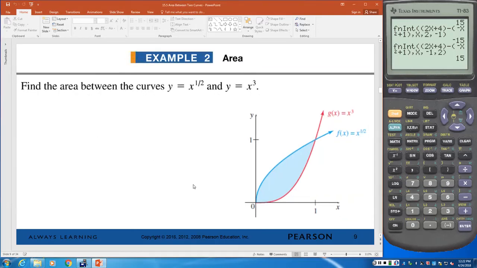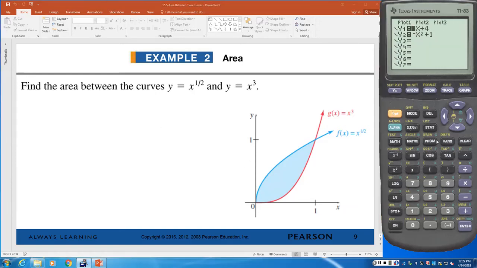So here's our next example. Find the area between the curves y equals 1/2 and x equals, and y equals x cubed. So again, the first thing you're going to want to do is put in those two functions.